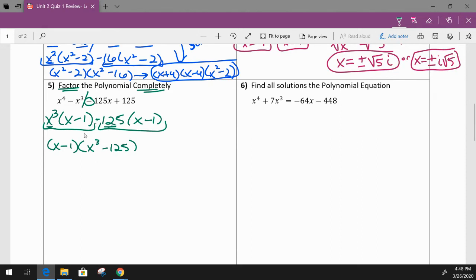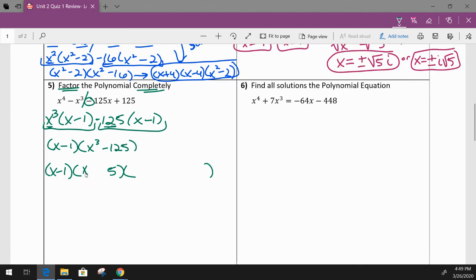X to the 3rd is a perfect cube. So is 125. So we're going to factor this, it's a difference of cubes. The x minus 1, we're not going to do anything, it's just going to come down. We're done factoring that part. But the difference of cubes will factor into a binomial and a trinomial. So the cubed root of x to the 3rd is x. The cubed root of 125 is 5.